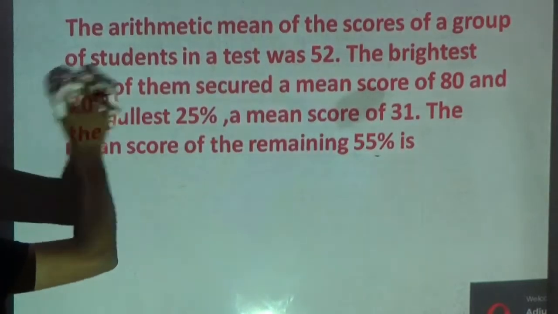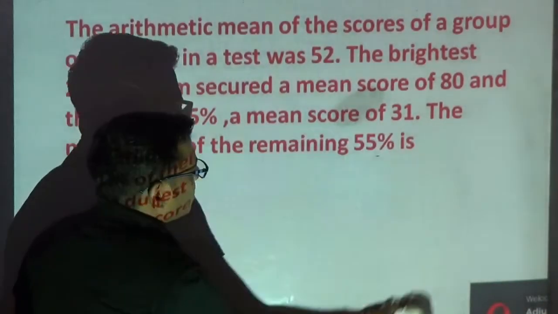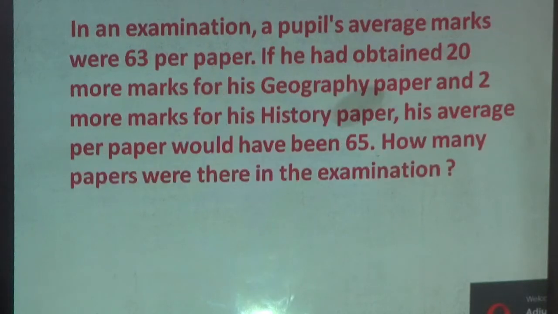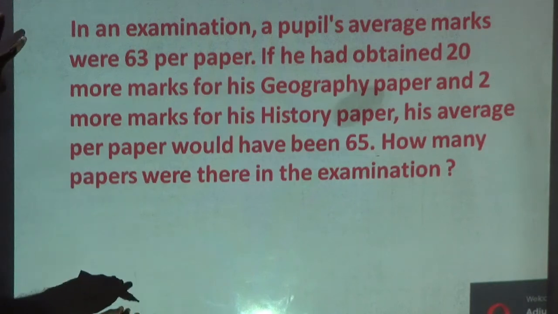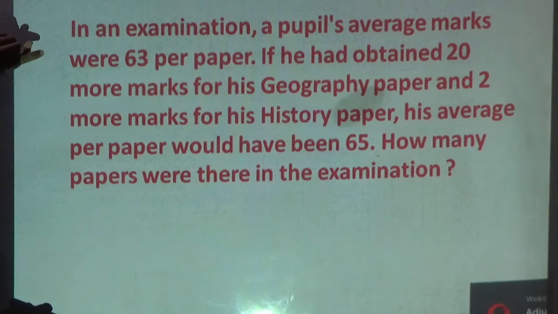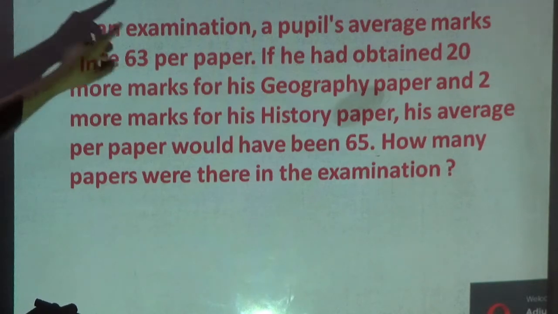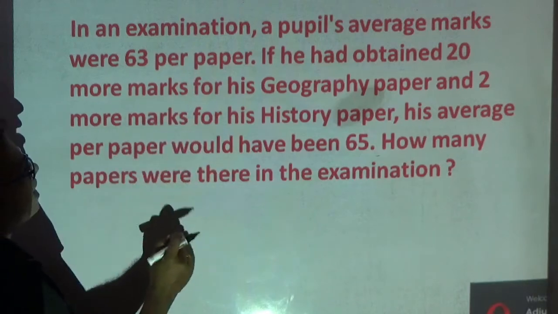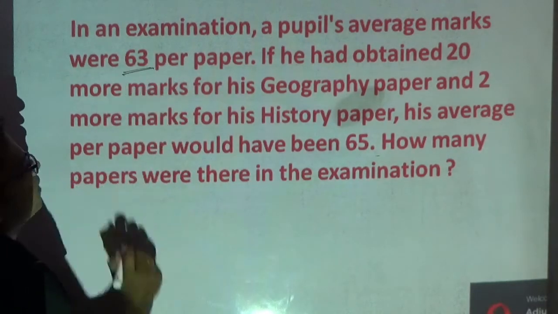Then I will go for the last problem in the chapter on average. In an examination, a pupil's marks were 63 per paper. So they have given the average marks of the student. Here one student only they have taken. His average marks over all the papers is 63.